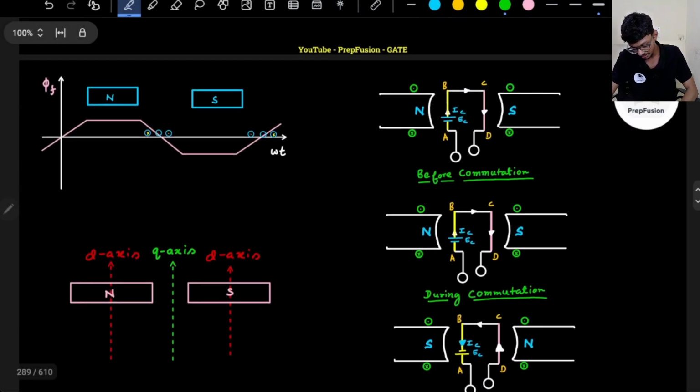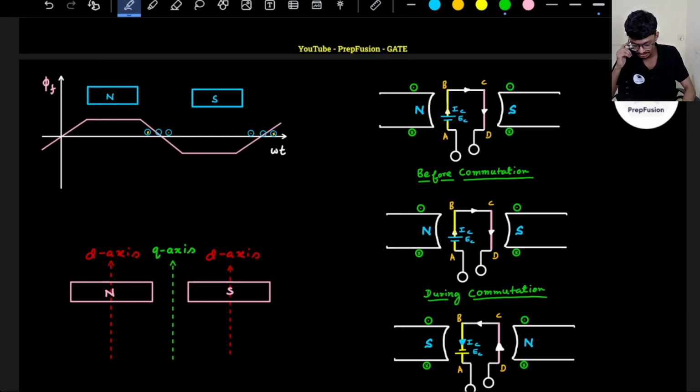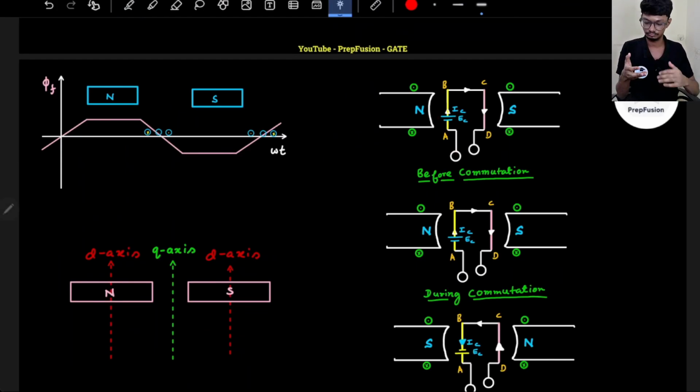So let's start with commutation. What is commutation? Briefly, we already know what happens, right? Commutation is basically the change of current across the coil. Let's say these are the two conductors and they will move, and there is an air gap in between. So this is a circle, basically.